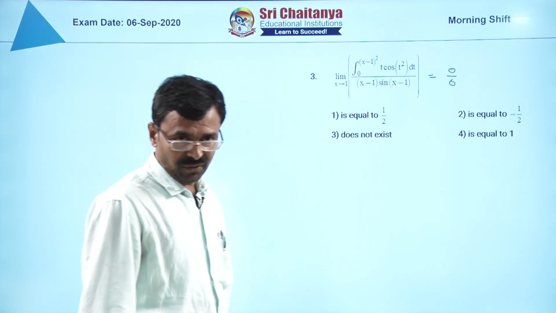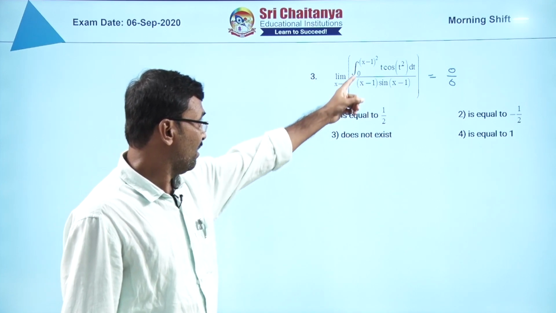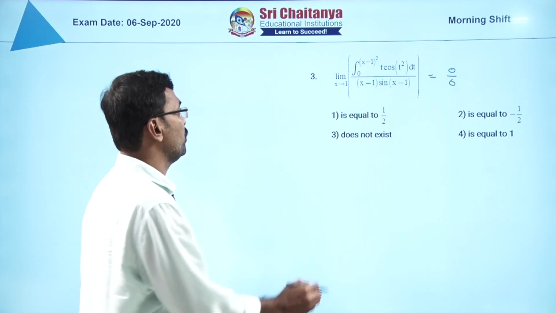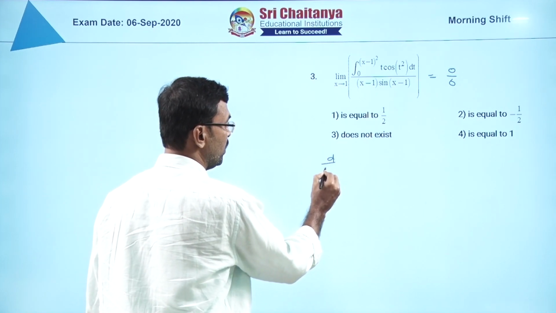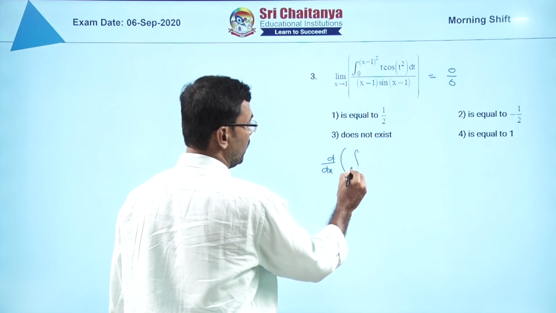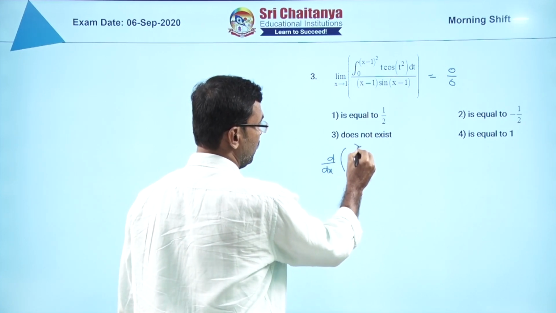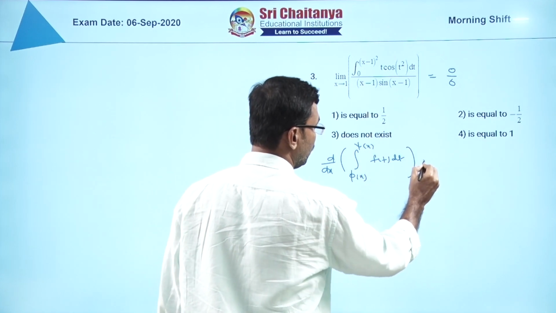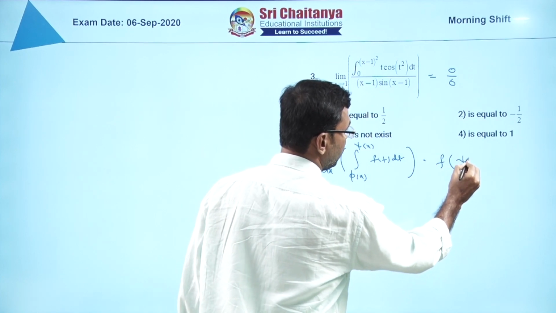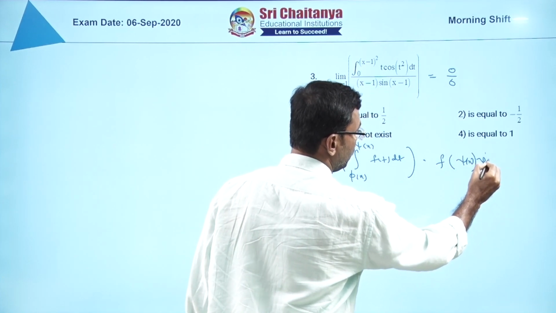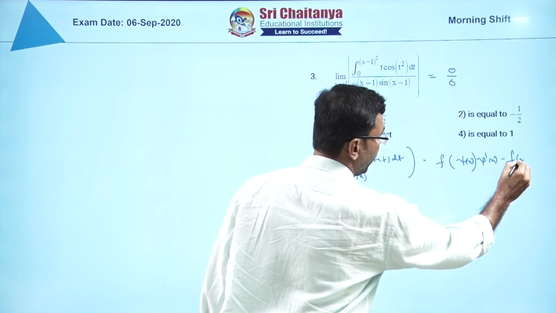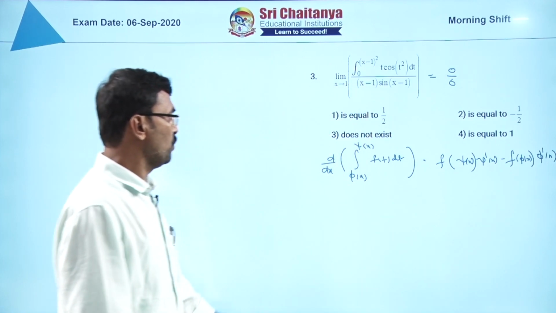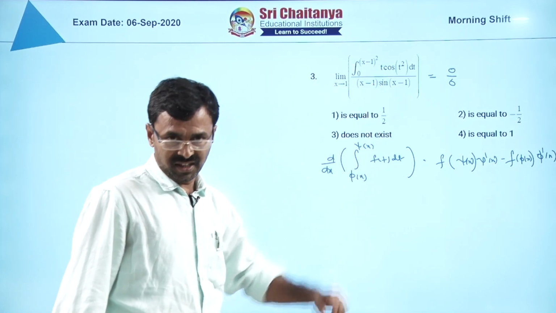When we are finding the derivative of the numerator, you have to apply Newton's Leibniz formula. What does the Newton Leibniz formula say? The formula is d by dx of the integral from phi x to psi x of f of t dt is equal to f of psi x into psi dash x minus f of phi x into phi dash x. This is the formula. So, I am going to use this formula to find the derivative of the numerator.